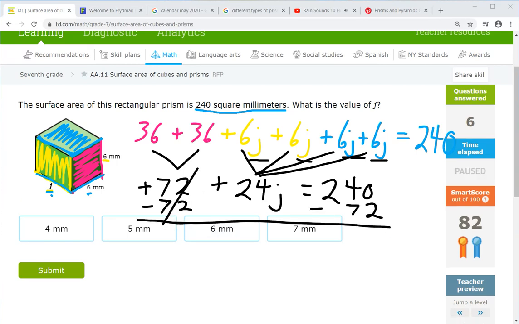So that cancels. And that is going to give us, let's borrow from the 4, that becomes a 3, put a 1 over here. So I get an 8 there. And borrow from the 2, that becomes a 1, put a 1 here. We get a 6 over here and a 1 over here. So we're going to get 24j equals 168. Then the last thing to do would be to divide both sides by 24.